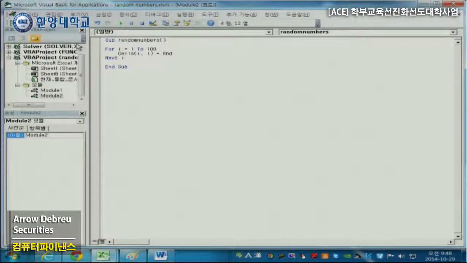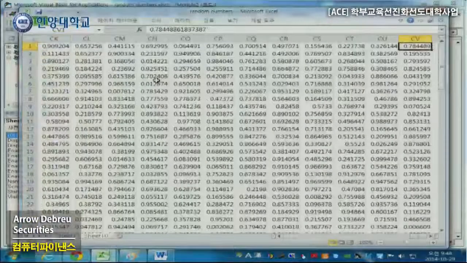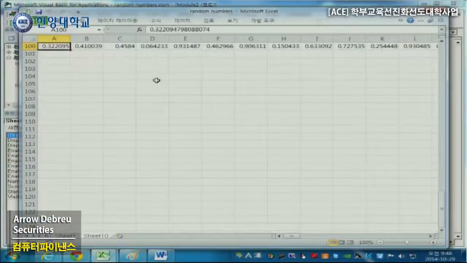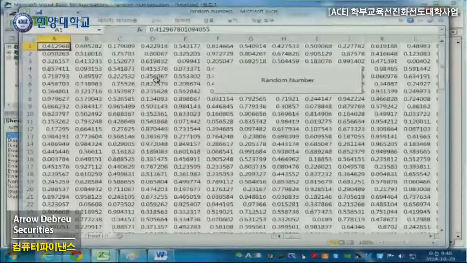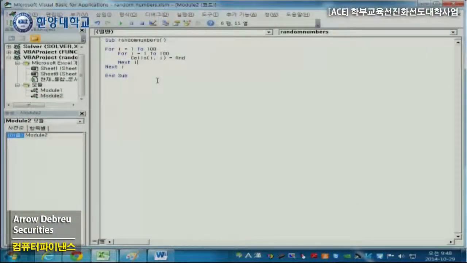How about if I want to generate 10,000 random numbers? Then I can simply do this one. Another way is I can make a rectangle. So for J 1 to 100, next J. If I do this one, it will take time. But basically, I have 10,000 random numbers in a rectangle structure.